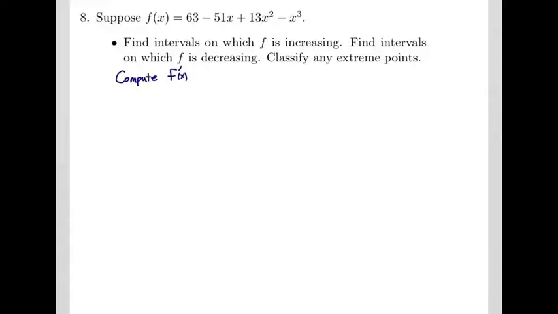If I look at each term in my formula, 63, its derivative is 0. The linear term negative 51x has a derivative of negative 51. The term 13x squared has a derivative of 26x, and the x cubed term has a derivative of negative 3x squared. We usually like writing that in decreasing powers, so we get negative 3x squared plus 26x minus 51. We really want to do some sign analysis on this, and a graph would certainly help.